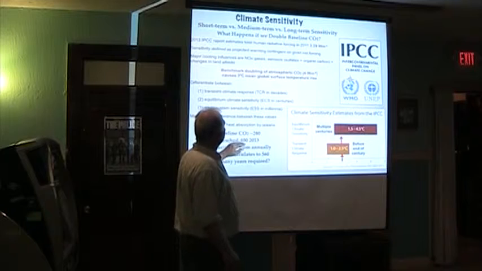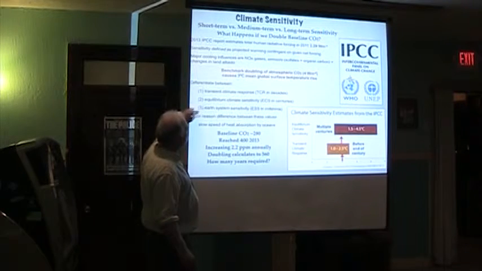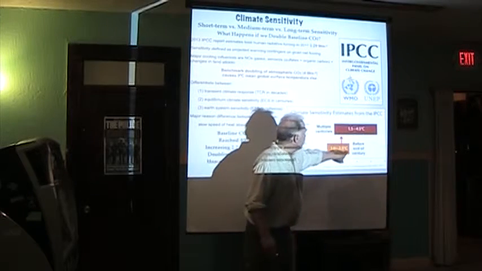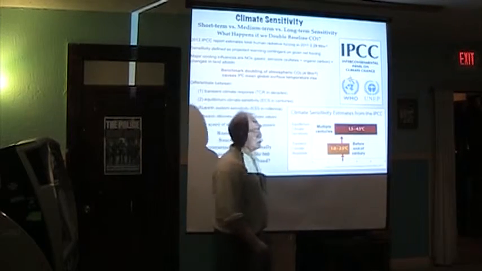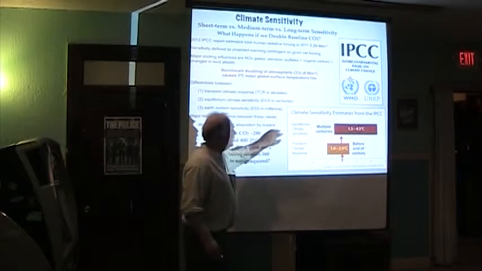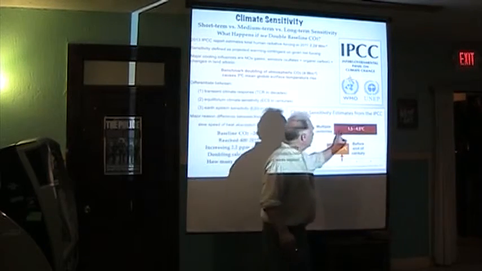Now, the time span is very important. If you're talking just in decades, that's the transient climate response. So before the end of the century, 1 to 2.5 degrees centigrade, depending on which of those scenarios we follow. Equilibrium climate sensitivity takes multiple centuries, and we're looking at this kind of range.